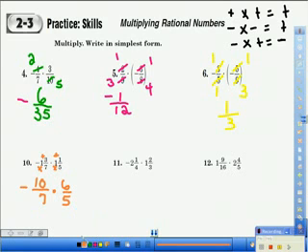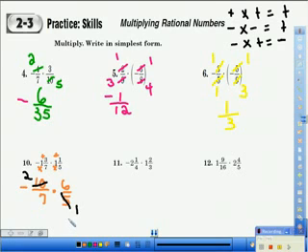Now we're at step 2, where we will look and see, can we cancel a numerator and a denominator? And we can. We have a 5 and a 10. We find the greatest common factor, which is 5. 5 into 5 is 1. And 5 into 10 is 2. And we look to see, can we cancel anything else?